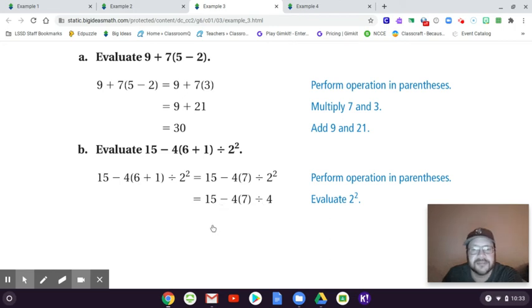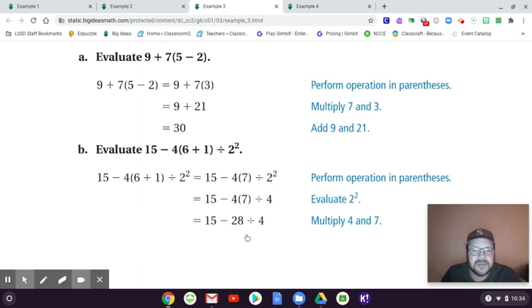So what do we do next? Okay, we have to multiply and divide, and we just do this in order. So the multiplication comes before the division here because it's going left to right. The 15 is still first. So this will be 15 minus 4 times 7, which is 28, divided by 4. And again, you should rewrite it as you go. So every step you should rewrite as you go.